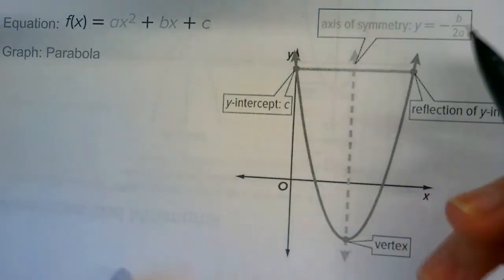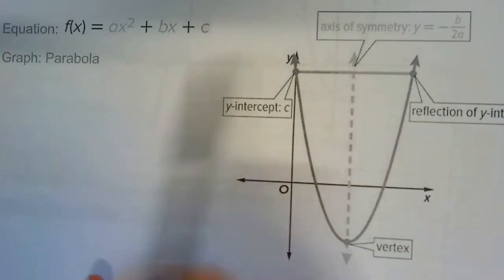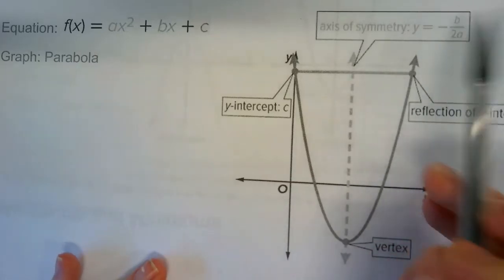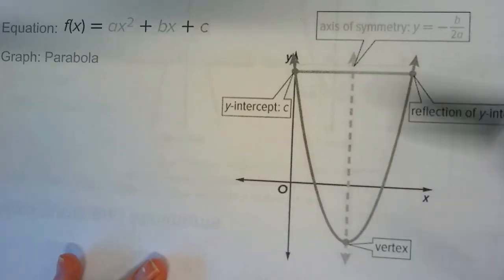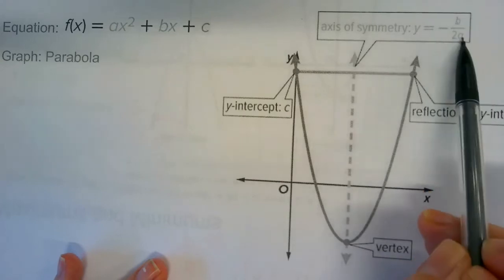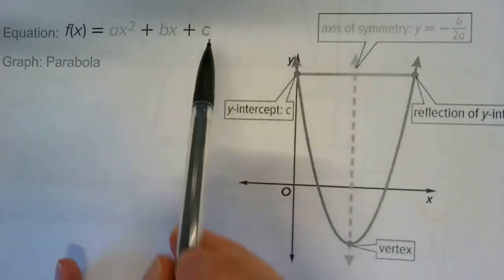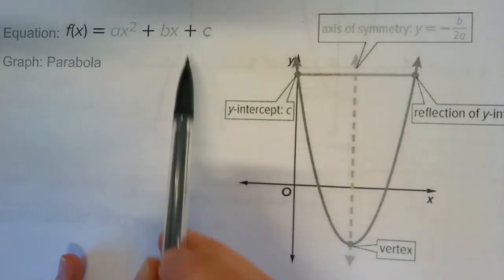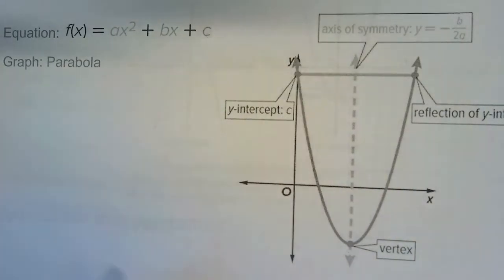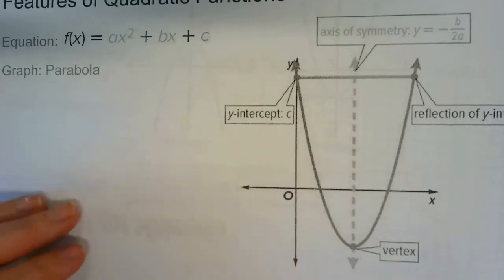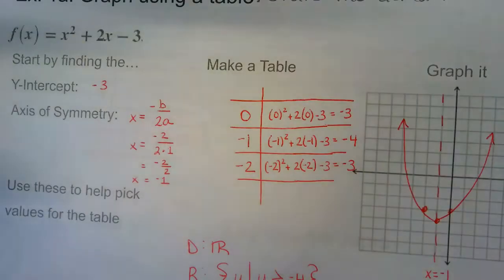There are a couple things you can find from your equation. We can use this formula to find our axis of symmetry. So we're going to use the B and the A numbers to find that axis of symmetry. We also know that the C number is always the y-intercept of your graph. Let's try and graph some of these.